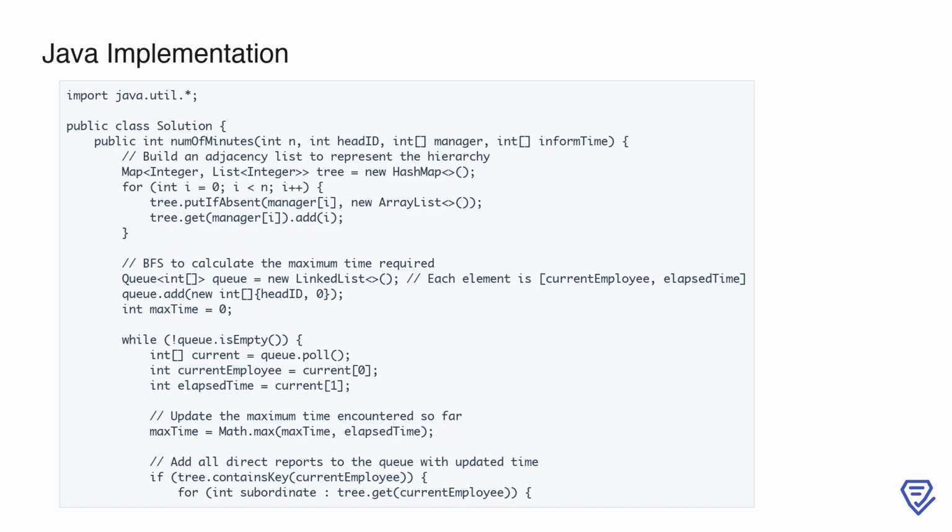Next, we prepare for a breadth-first search, or BFS, by initializing a queue. Each element in the queue is an array containing 2 pieces of information: the current employee's ID and the elapsed time required to reach them. We start the BFS by adding the head of the organization to the queue with an initial elapsed time of 0. We also initialize a variable maxTime to track the maximum time required to inform all employees.